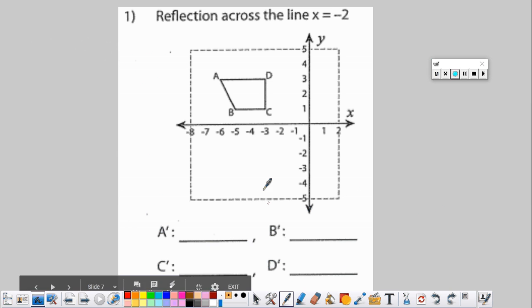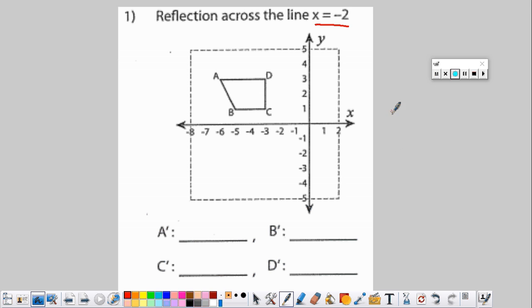All right, so now I'm going to reflect across the line x equals -2. Now remember, we talked about this at the very beginning of class, that when you have an x equals line, that is a vertical line, okay, which means up and down. A y equals line is a horizontal line, which means side to side, okay?